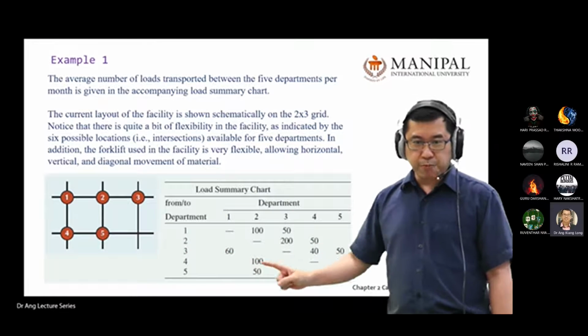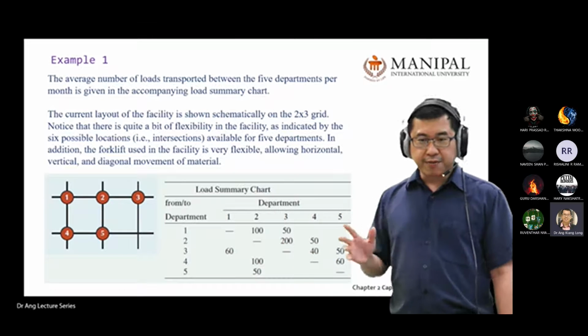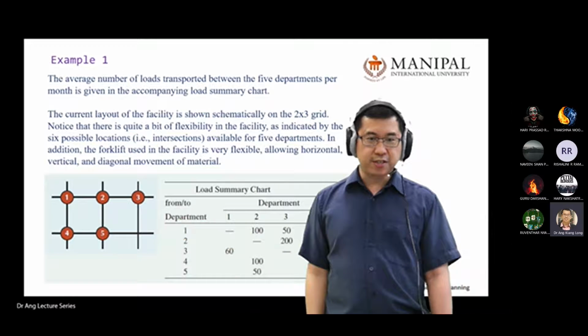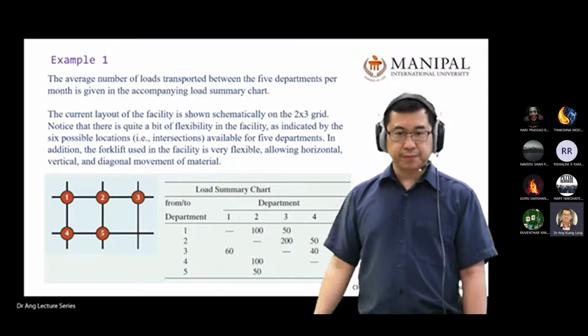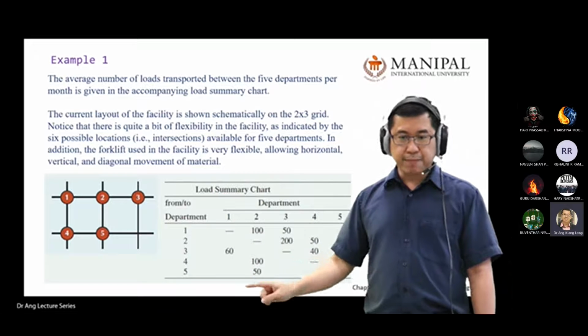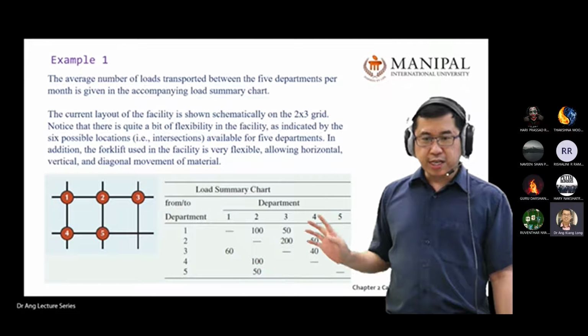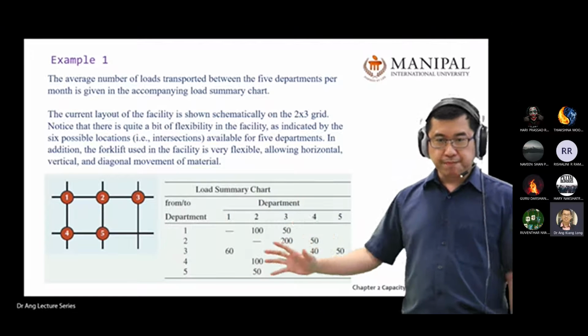Okay, all these are movement. All these are movement numbers. And our objective is to reduce the movement between the sections. Okay, this is about the load chart. If you do not see any numbers, it means no movement, no relationship between the stations or departments. Okay, so this is about the load chart.